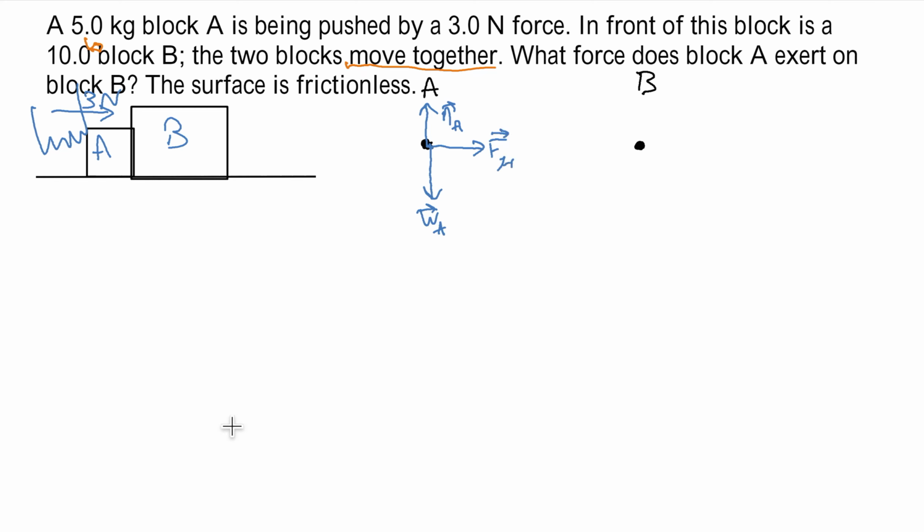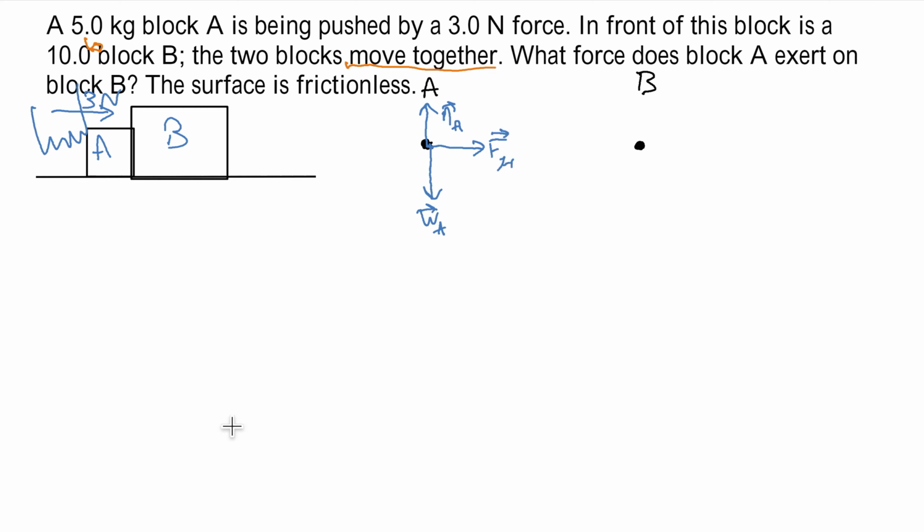Now, you're going to have friction, won't you? I don't have any friction, it's frictionless. But I do have something pushing back on me. What is it? Newton's block A. I have the force of block B on block A. Okay? That completes my free body diagram.